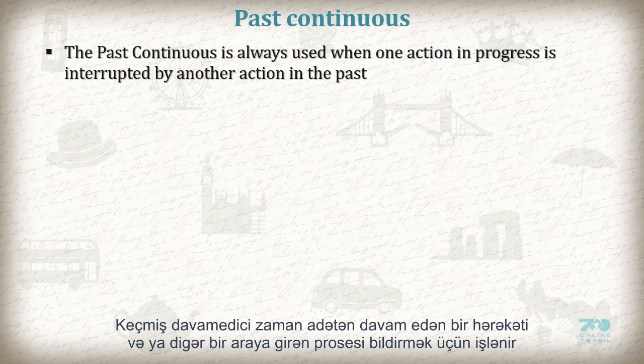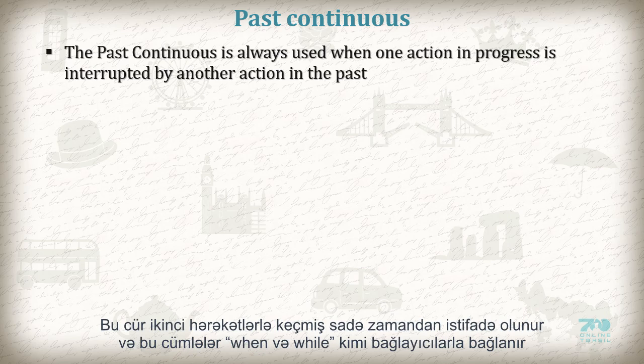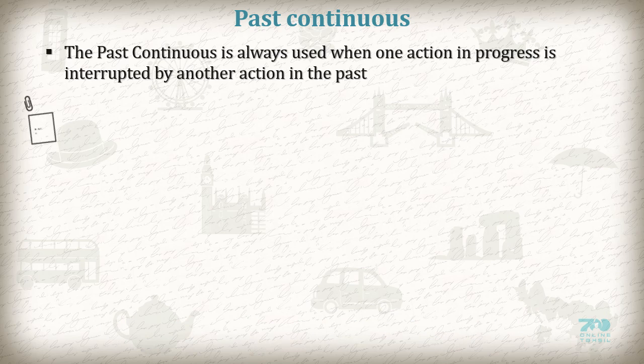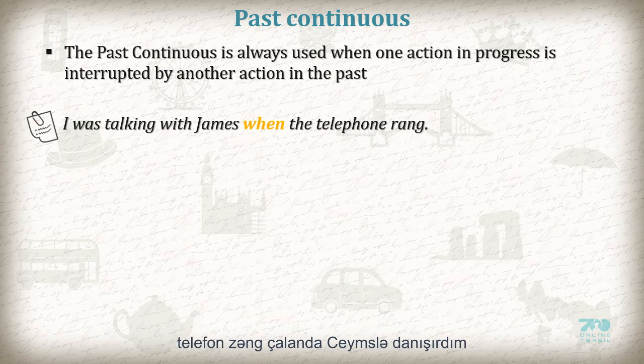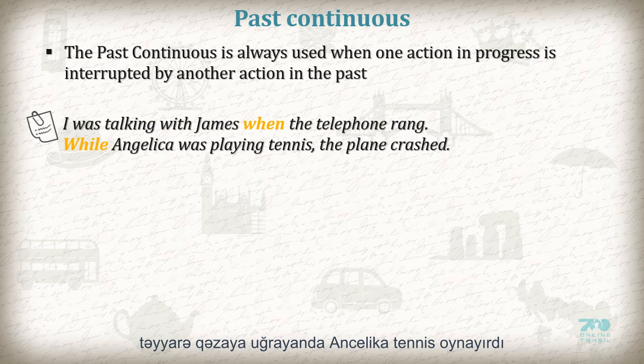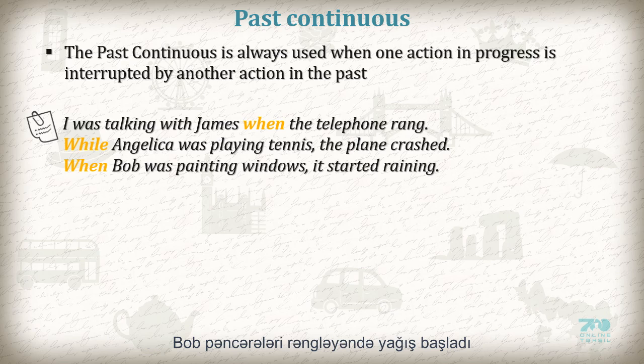The past continuous is always used when one action in progress is interrupted by another action in the past. The past simple is used in such sentences. We usually use when or while to link these two sentences. For example, I was talking with James when the telephone rang. While Angelica was playing tennis, the plane crashed. When Bob was painting windows, it started raining.